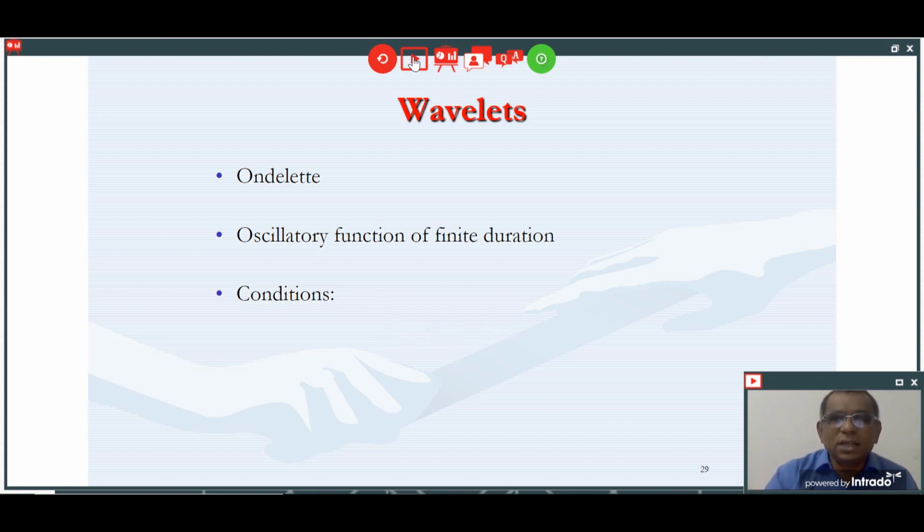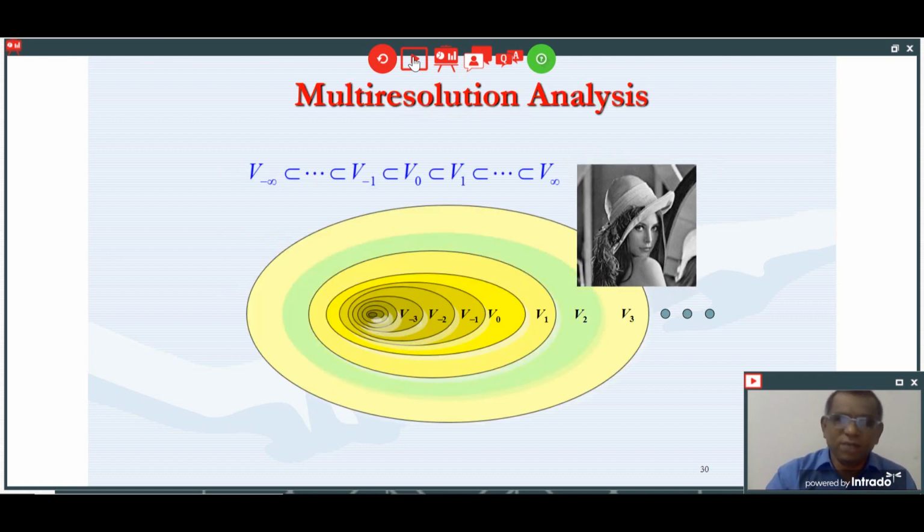The third condition is commonly termed the admissibility condition, where psi of omega stands for the Fourier transform of the signal psi of t. So if a wavelet satisfies all these conditions, then it is an eligible candidate to be called a wavelet. If a function satisfies all these three conditions, then it is an eligible candidate.